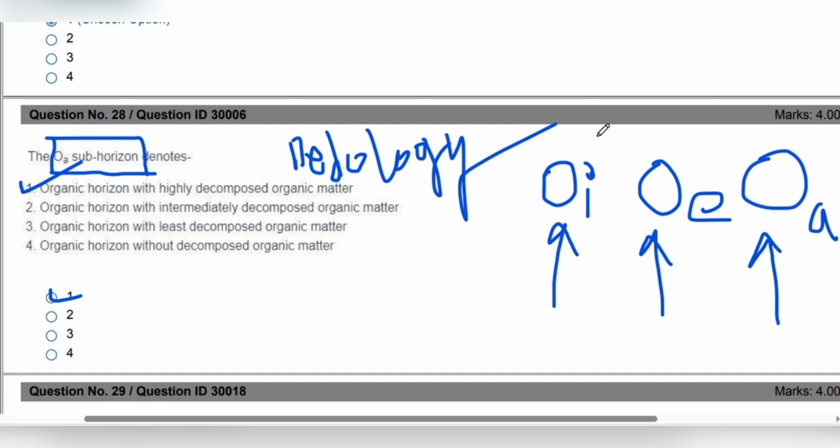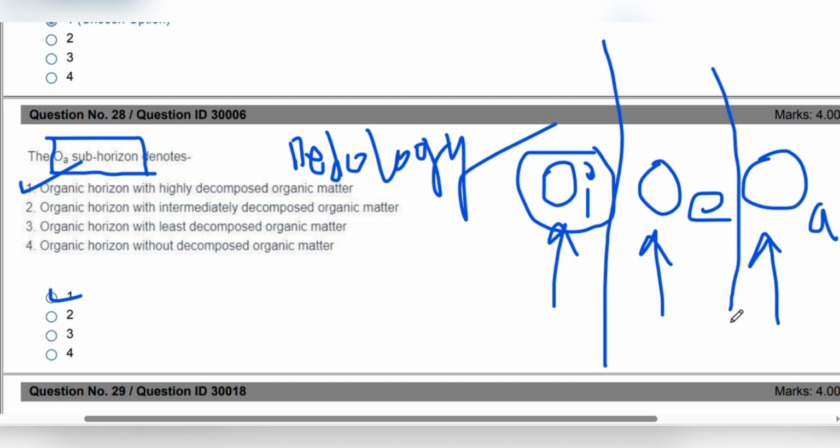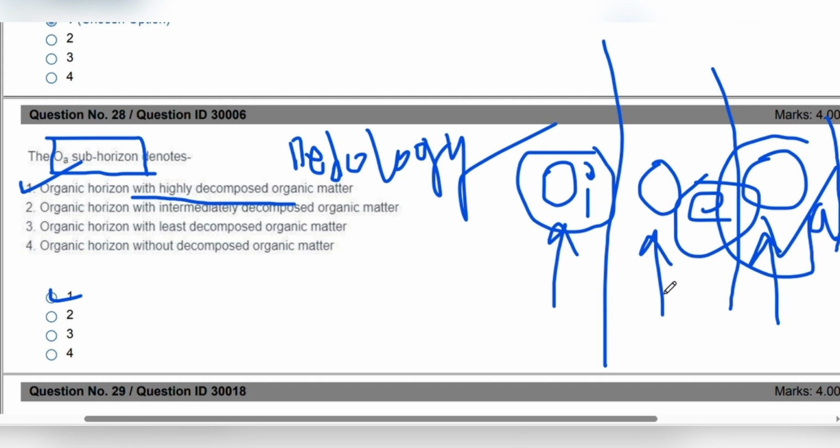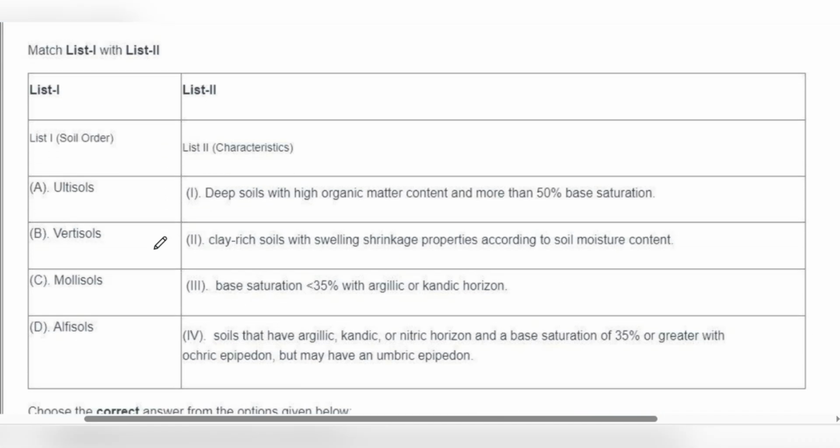This OI horizon occurs in the topmost layer. Below that, there is the OE horizon, and ultimately, there is the OA horizon at the last. Fine. So, the OA horizon is the most highly decomposed organic matter. OE is the medium range, medium decomposed, and OI is very slightly decomposed organic matter. Fine. Moving on to the next question.